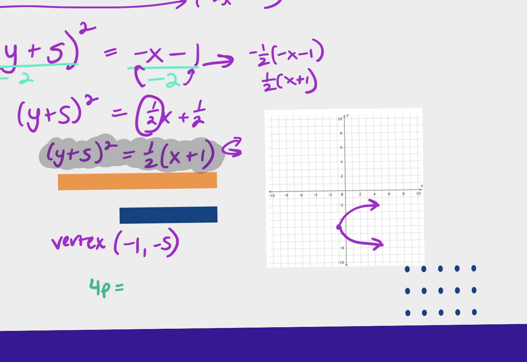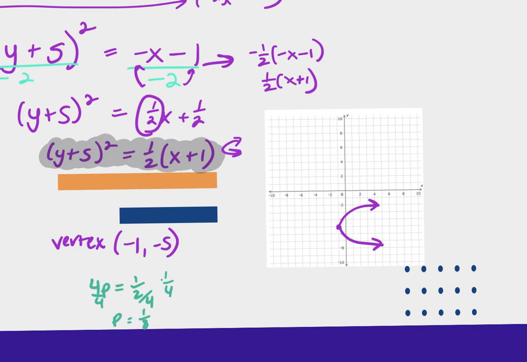What's on the front of the parentheses? 1/2. So I divide by 4 or multiply by a 4th, and p is 1/8. What is p? The distance from the vertex to the focus and the vertex to the directrix. Yep. Do you know what direction it opens?